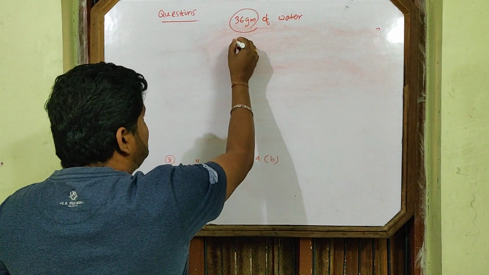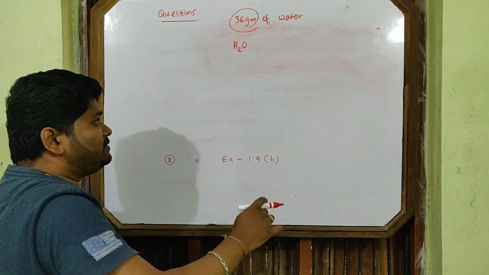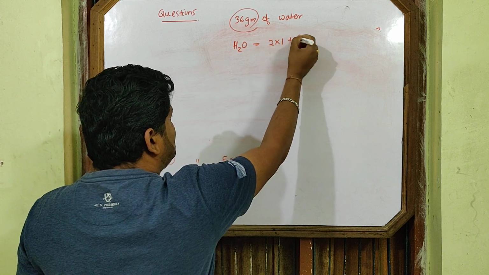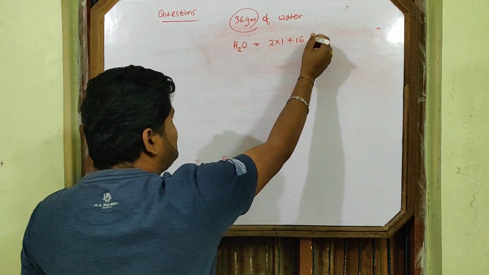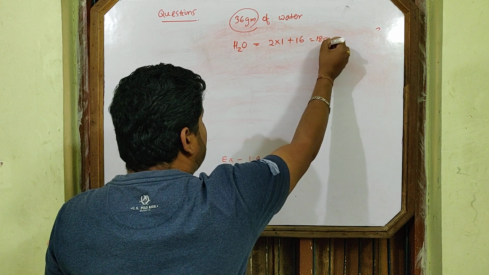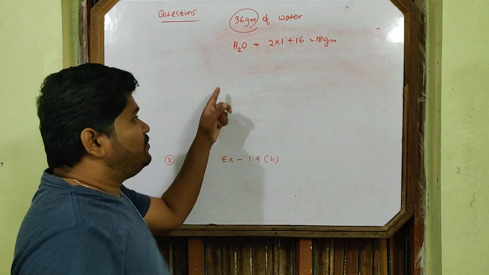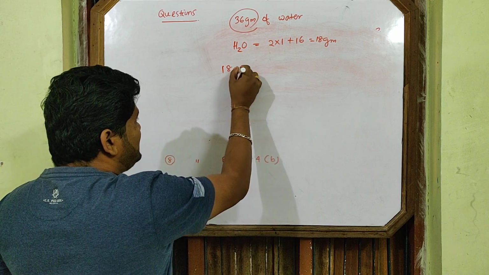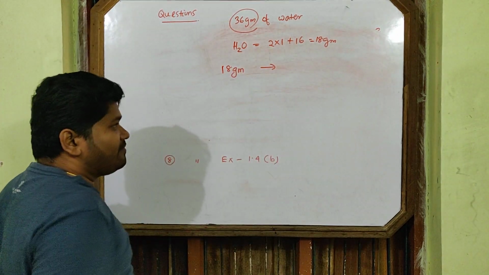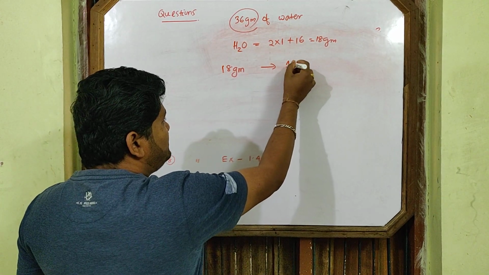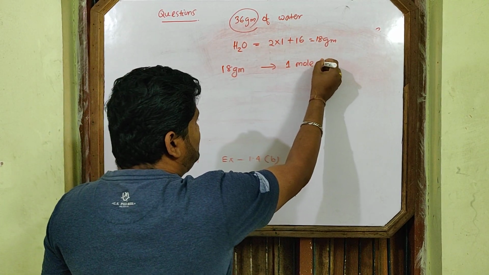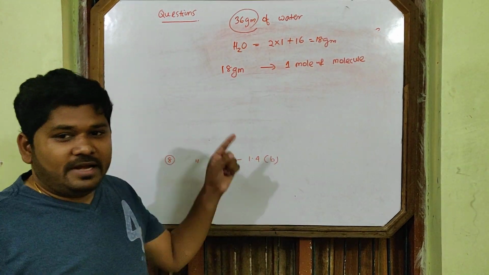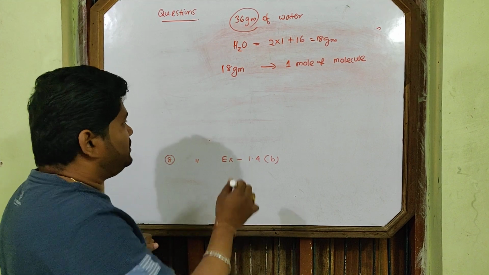Now, you see water, H2O. All of you know this H2O. What is the molecular mass? 2 into 1, and 1 oxygen, the oxygen molecular mass is 16, total becomes 18 gram. Now we have to use the mole concept, chemistry mole concept. 18 gram water contains 1 mole of molecules.